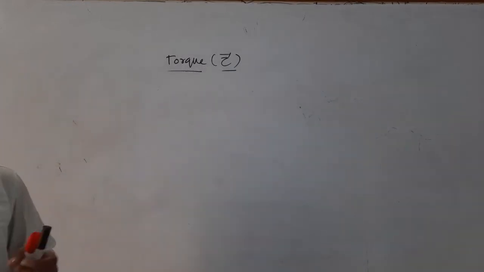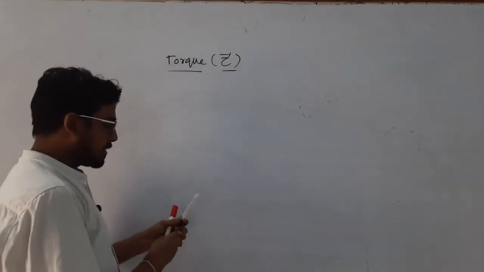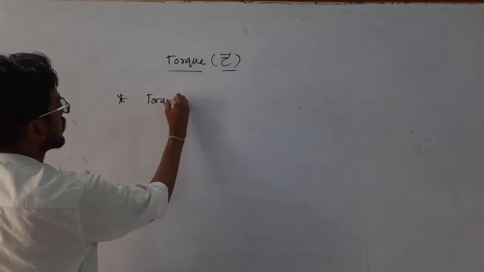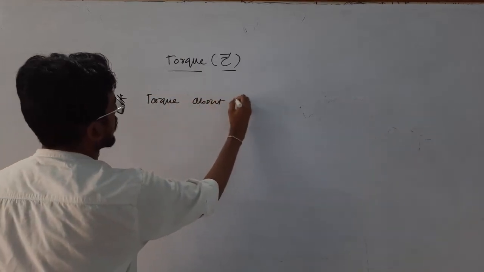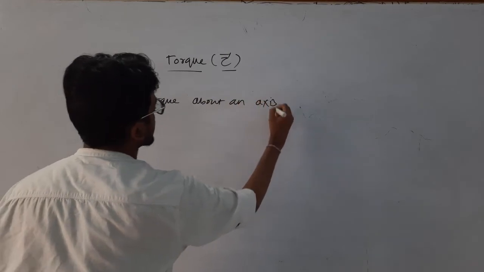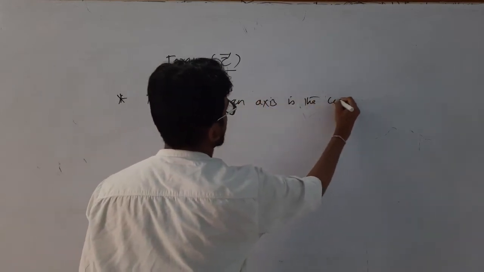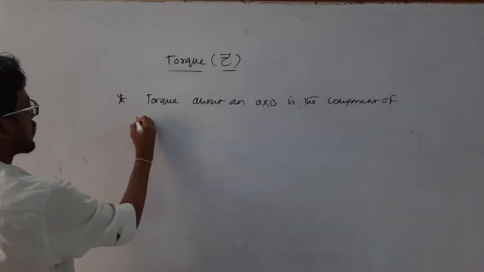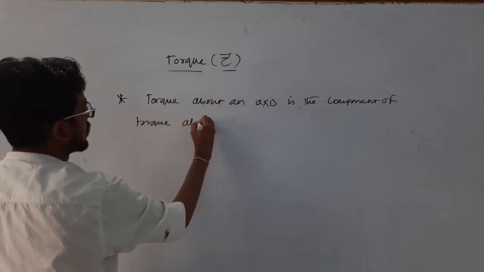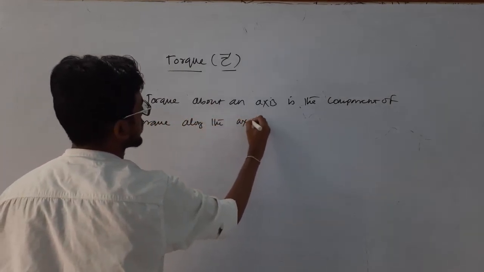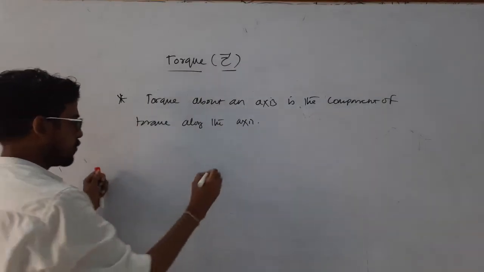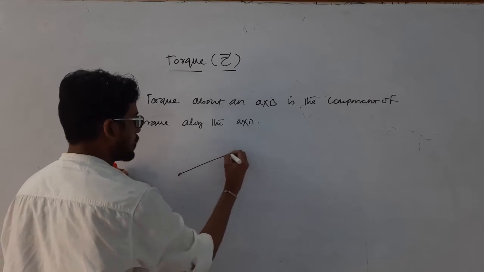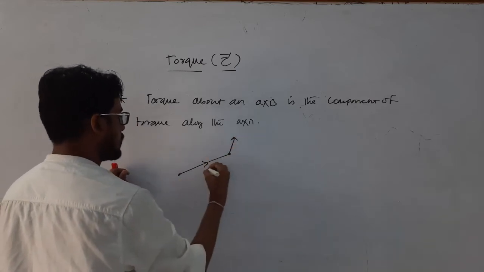So what is the torque of a particle about an axis? The torque about an axis is the component of torque along the axis. Clear? For example, if this is the point, this is the position vector R, and here I am applying the force F.